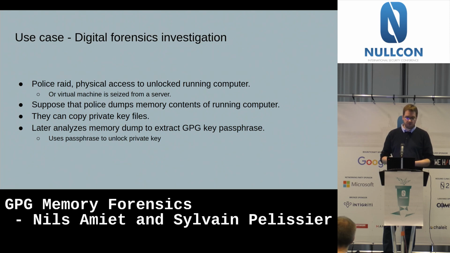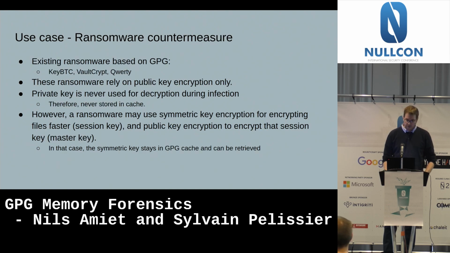Here you could use this plugin after you have made a snapshot of the full memory to retrieve the passphrase, unlock private GPG keys that were used maybe to encrypt some secret files or conversations, emails, whatever, and decrypt these conversations and retrieve the private conversations. Another use case is ransomware. What we've seen in the past is that some ransomware use GPG under the hood to encrypt files. Here we have 3 examples of those: KeyBTC, Voltcrypt, and QWERTY.